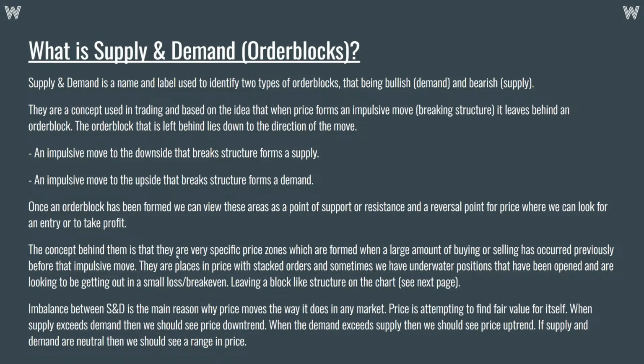The concept behind them is that they're very specific zones which are formed when a large amount of buying or selling has occurred previously before that impulsive move, right? So we could say that there was a high amount of volume formed just before the downside move that broke structure, and then we have this order block left. These are places in price where there are stacked orders, and sometimes underwater positions that have been opened and are looking to get out at a small loss or break even, leaving a block-like structure.